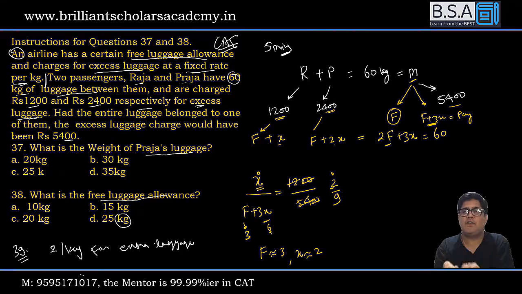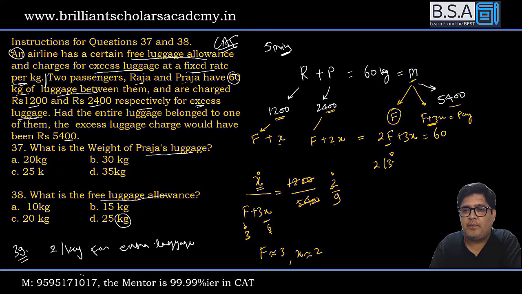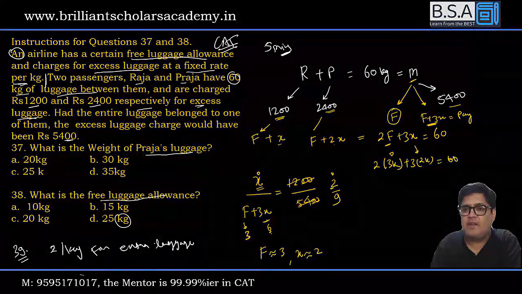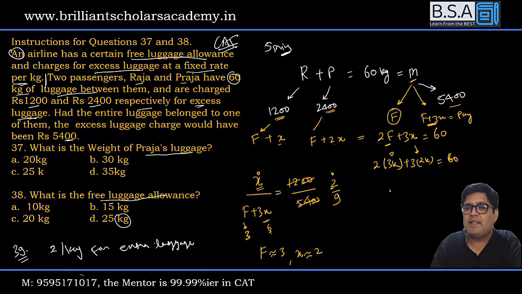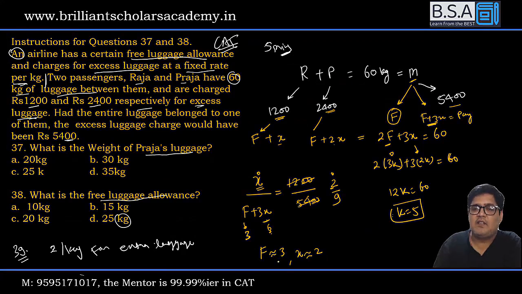Your question is done. F is a multiple of 3, 3k let us say. Here I will start replacing numbers. This is 3k, 2 into 3k, 3 into 2k is equal to 60. So 6k plus 6k, 12k is equal to 60, k is equal to 5. We got k is equal to 5, all your answers have come. So F is equal to 15.